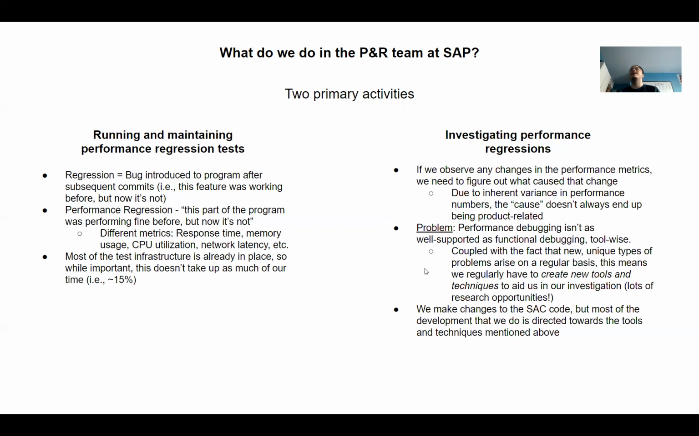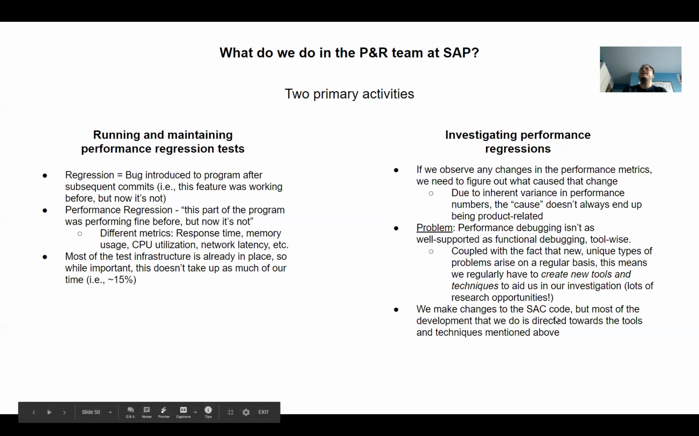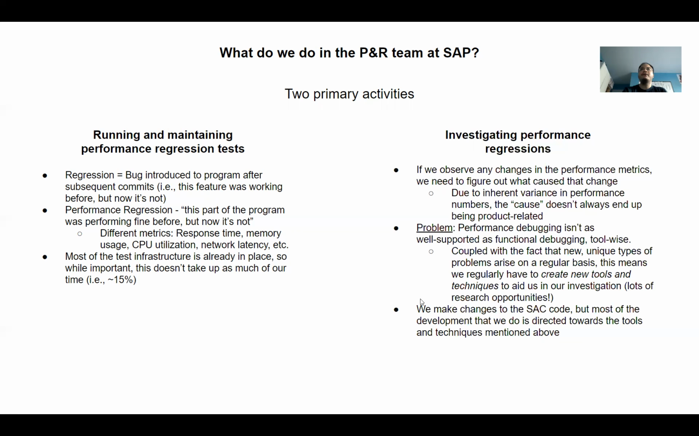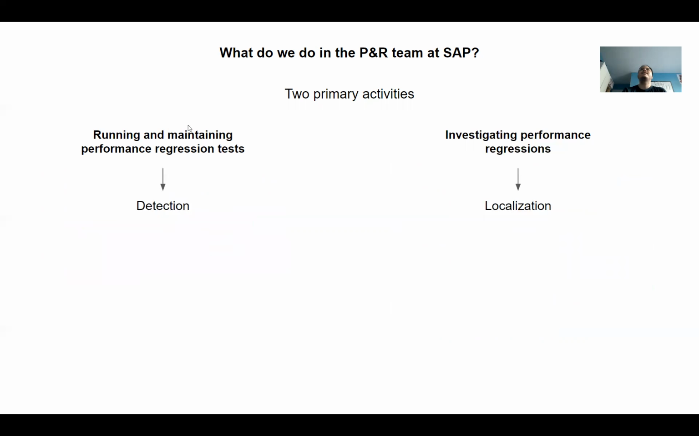Okay. The problem in this case is that performance debugging is not as well supported in terms of tools compared to functional debugging. So that means we need to perform a lot of research to come up with new techniques and new tools to make our job easier for us, basically. Okay. And we also make changes to the SAC code, but most of the actual development and programming that we do goes into these tools that we create and these techniques.